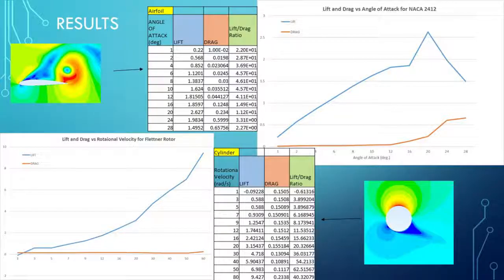Here are the results from hours and hours of iterations. From the table data, it is clear that initially the cylinder has more than a magnitude of drag compared to the airfoil. However, as the drag begins to increase for the airfoil, the drag on the cylinder stays relatively the same, and eventually the lift-to-drag ratio for the cylinder surpasses the airfoil.